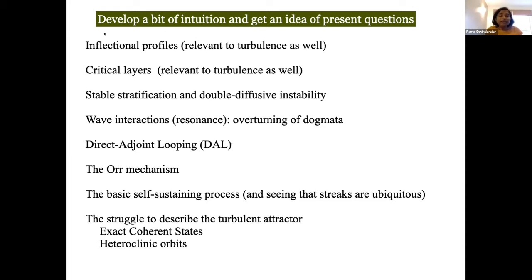So the first thing is about inflectional velocity profiles. And these points of inflection in velocity profiles are relevant to turbulence as well. So by the end of today, we should be able to appreciate why inflectional profiles are important in stability. And there are these things called critical layers. We'll define them. And it's very important to think critical layer every time you're thinking shear flow. Every time you're thinking shear flow and wave, it's important to think critical layer. So we will get a notion of this thing.